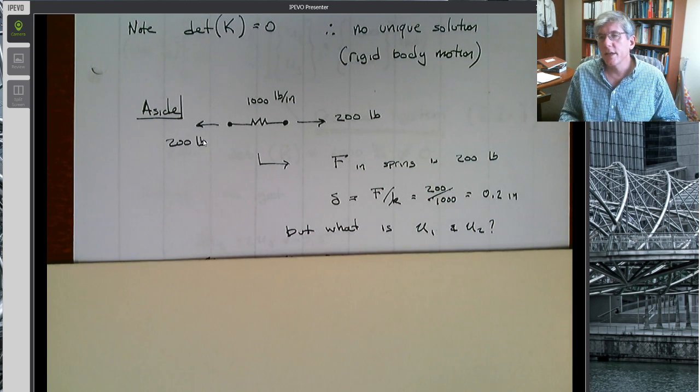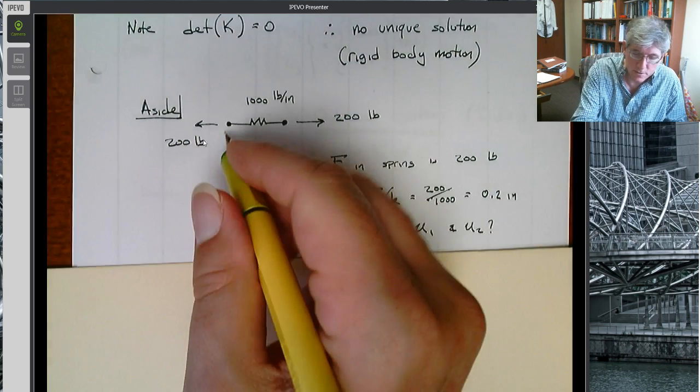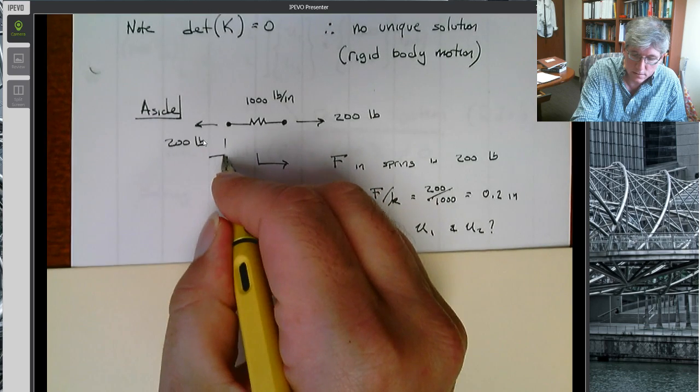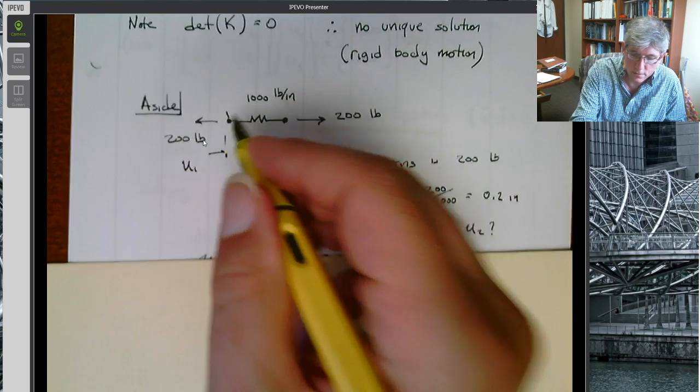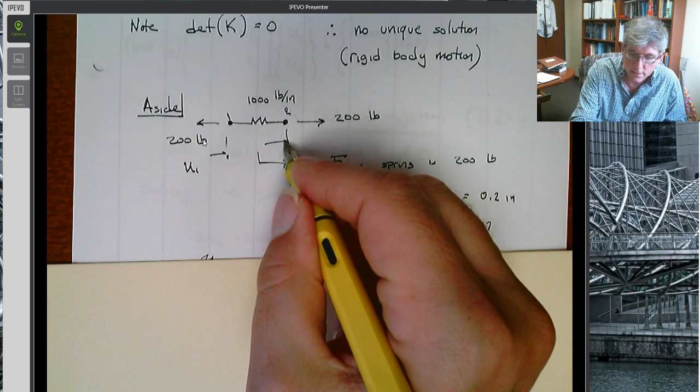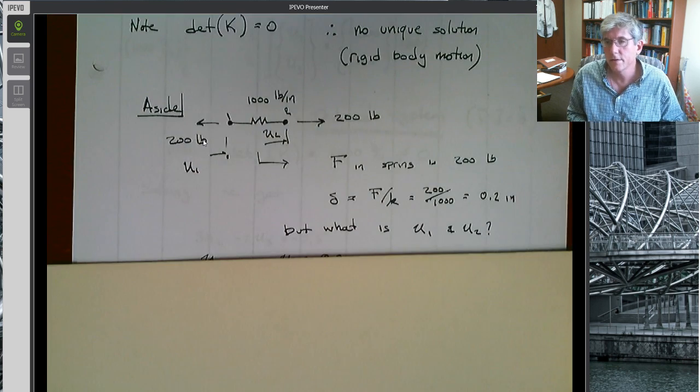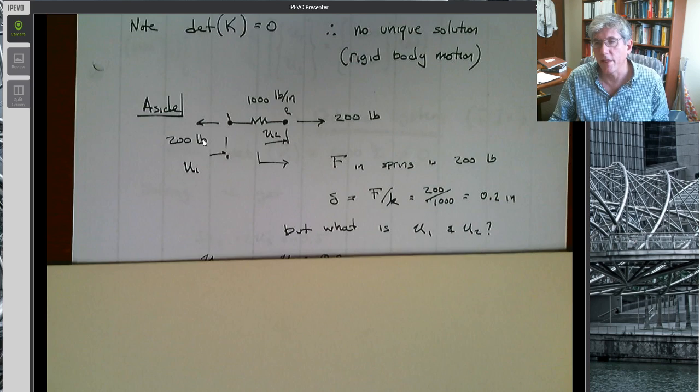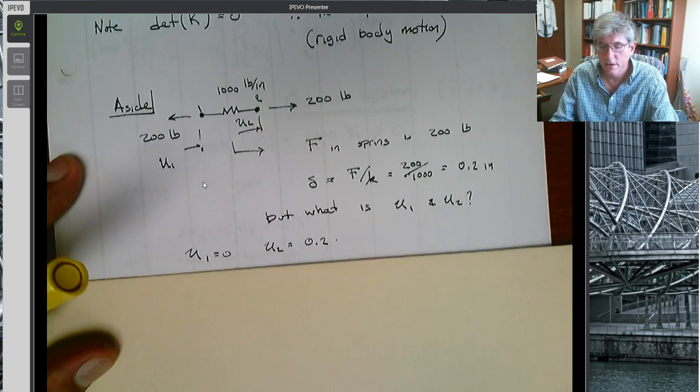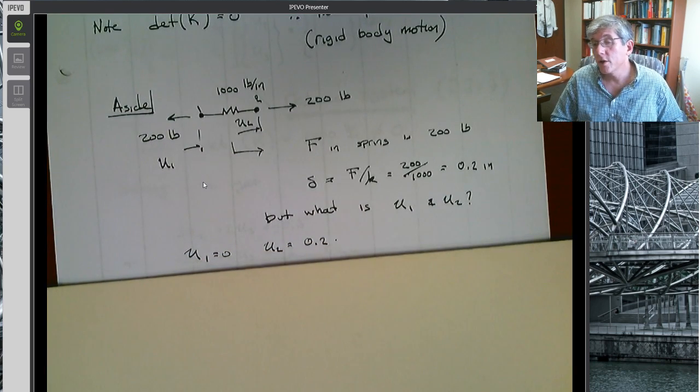And now we say, fine, what's the displacement at node 1 and node 2? What's the displacement here of U1 and here of U2, right? Well, there is no way you can solve for that. Clearly, U1 could be 0 and U2 could be 0.2 inches. That would satisfy the stretch and the forces, right? That is a solution.